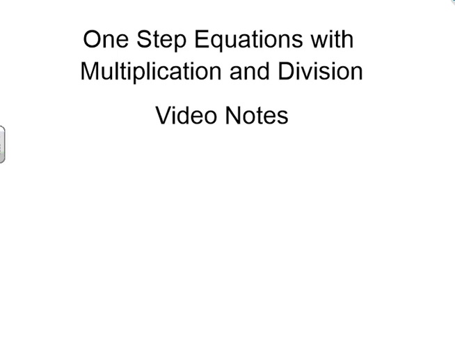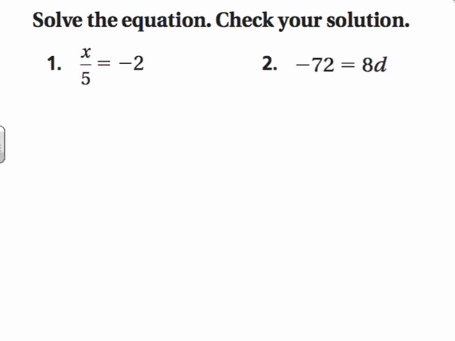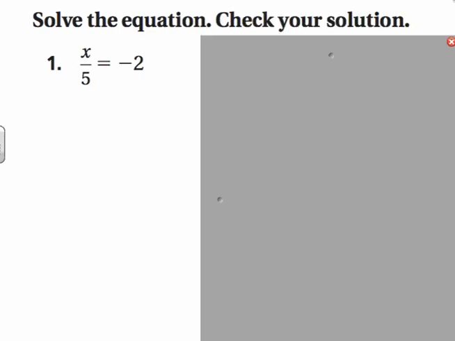In these video notes, we are going to look at how to solve one-step equations that have multiplication and division. For the first equation, we have the problem x divided by 5 equals -2. So I'm just going to rewrite it. That gives me a little bit more room to solve it. We are always going to use inverse operations to solve equations.